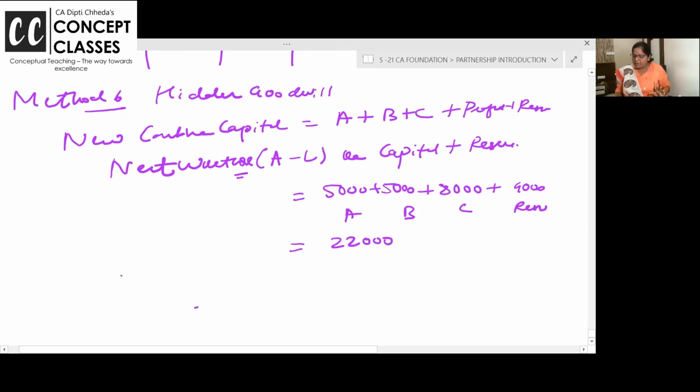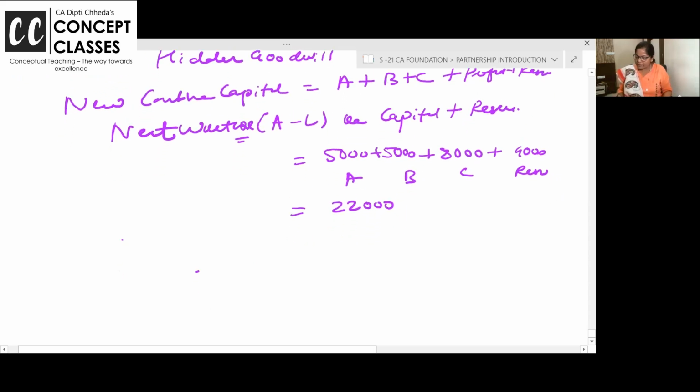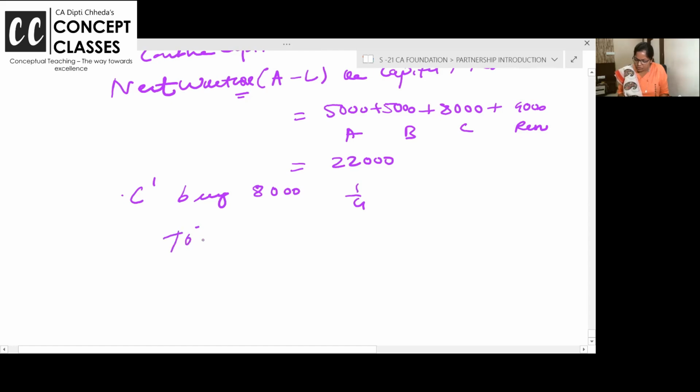1 minute. This is your combined new capital, including C. What is C's brought in? How much C brought in? 8,000 for 1/4 share. So what should have been the total capital? 32,000.